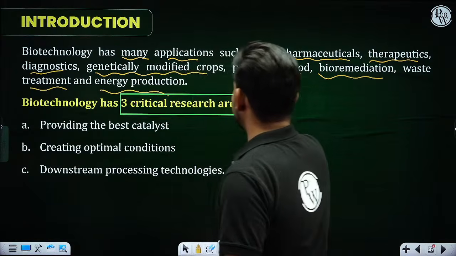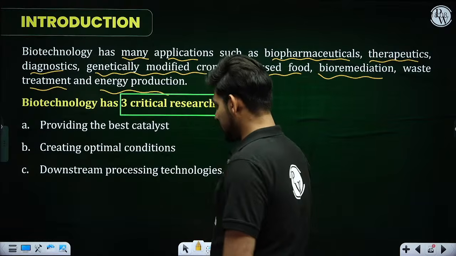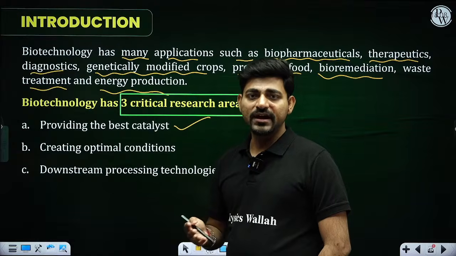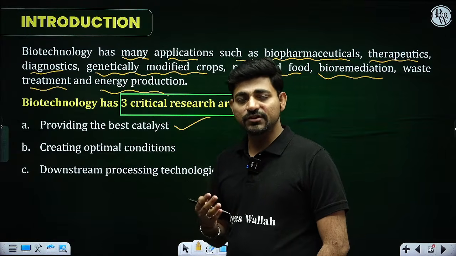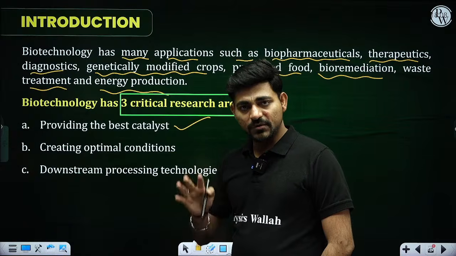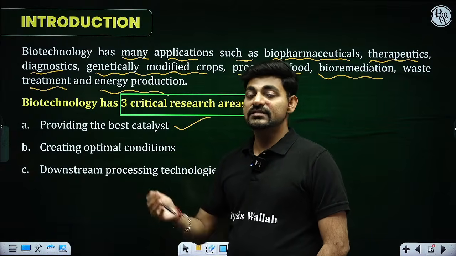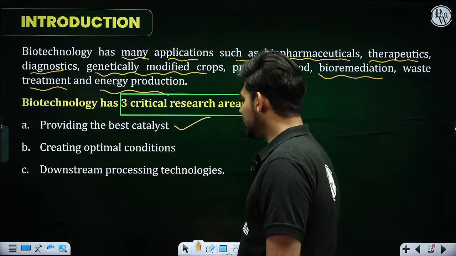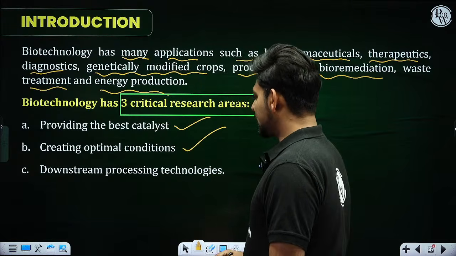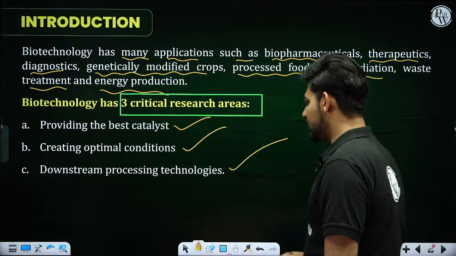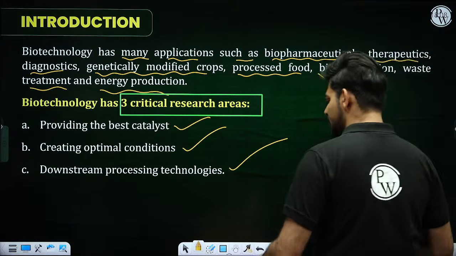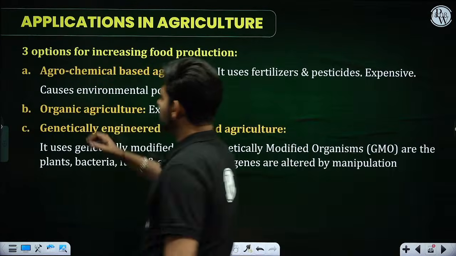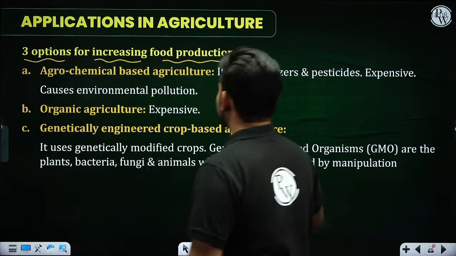Okay, now this is a very important para here. Biotechnology has three critical research areas. What are they? They are providing the best catalyst, means more purified or the best enzymes you are going to provide to perform a chemical reaction. More efficiency, more efficacy will be provided to that particular reaction, creating optimal conditions and downstream processing techniques. Okay, if you have more advanced downstream processing, you are going to produce a superior product. Next, three options for increasing food production.